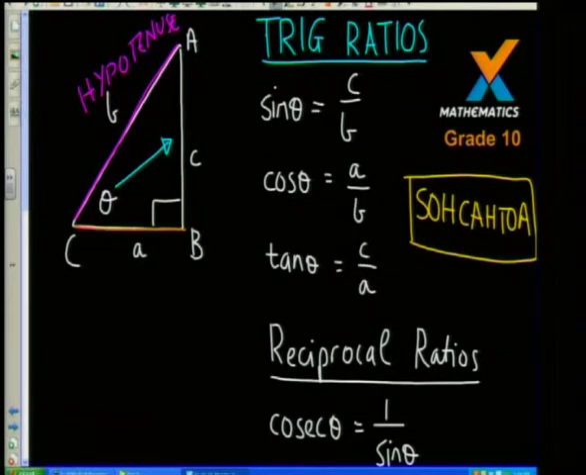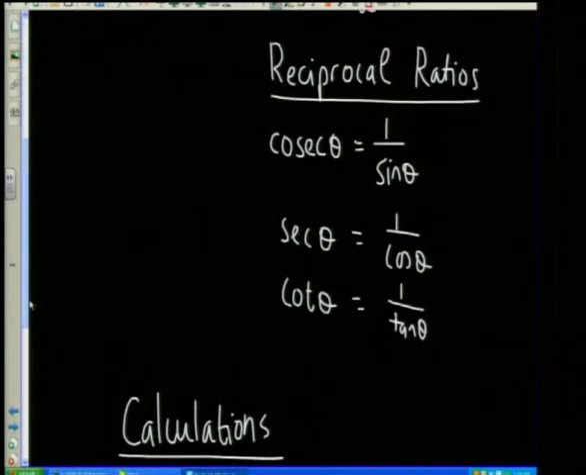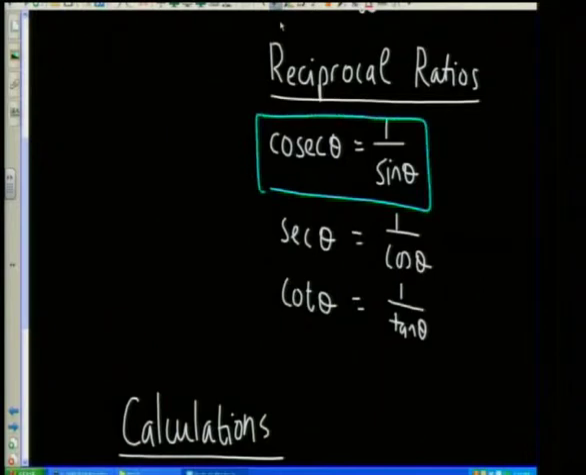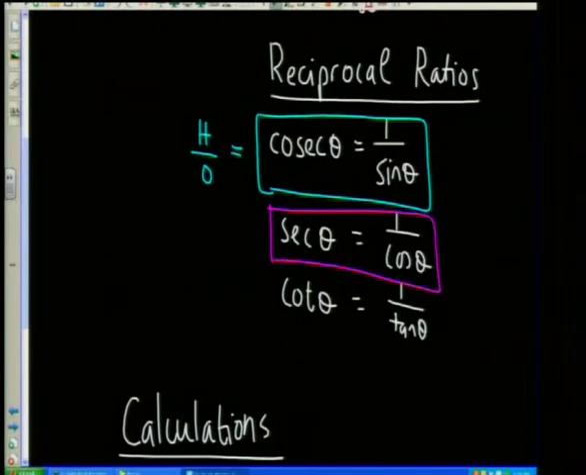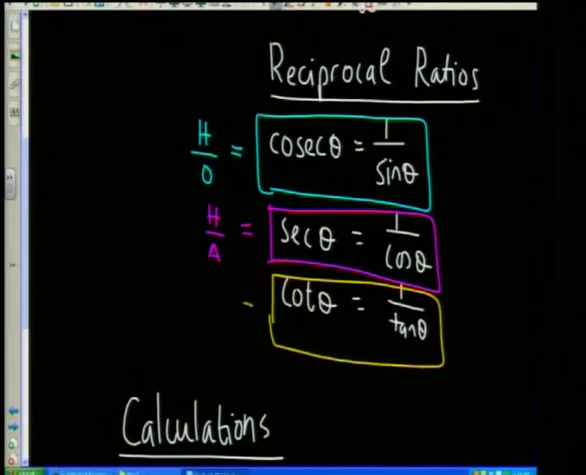And the reciprocal ratios are: cosec is equal to 1 over sine. So in any relationship, you would have it as the hypotenuse over the opposite. Then we would get sec, which is a reciprocal of cos, and there we would get the hypotenuse over adjacent. And then finally, the cot ratio is a reciprocal of tan, and that would be your adjacent over your opposite. So those are our reciprocal ratios.